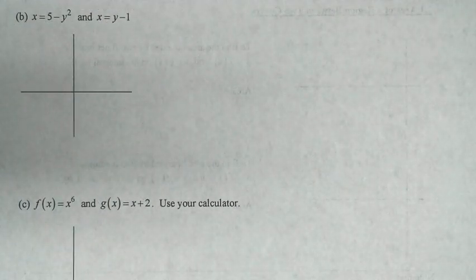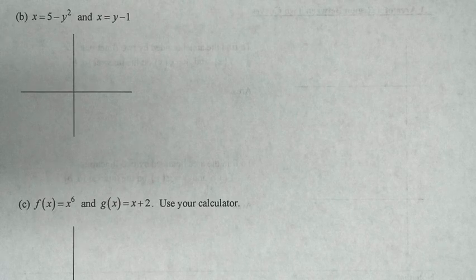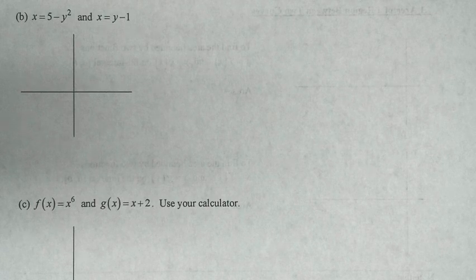For this example, what we have is we want to find the area between x equals 5 minus y squared and x equals y minus 1. Here we have that both equations are depending on y, so the most normal thing to do is to have an integral depending on y.